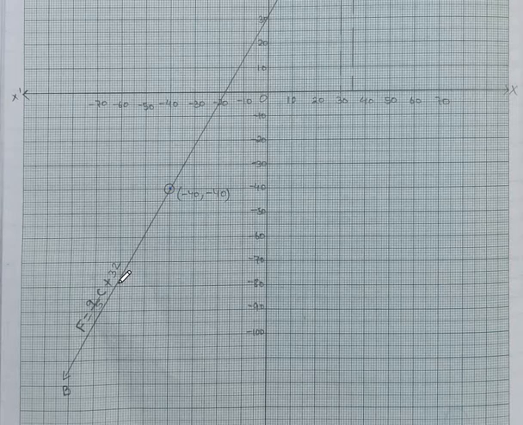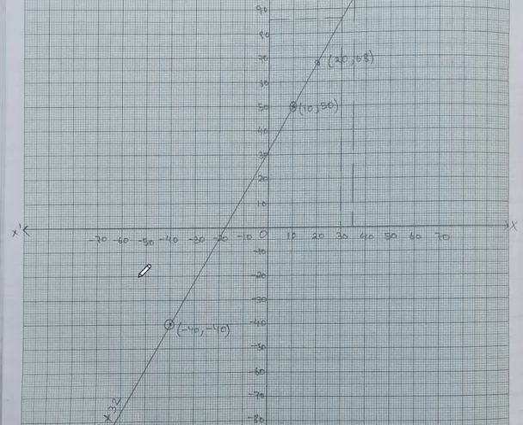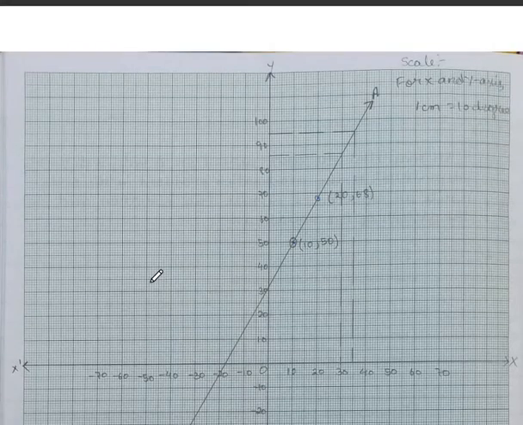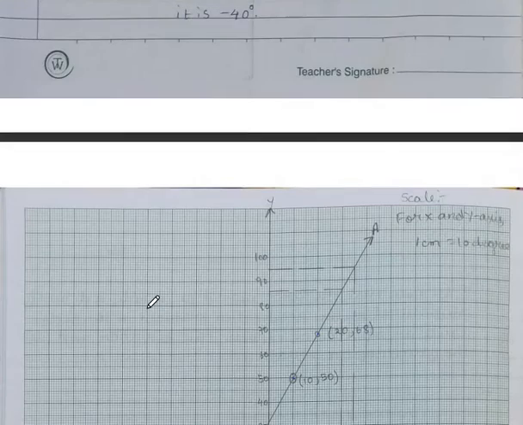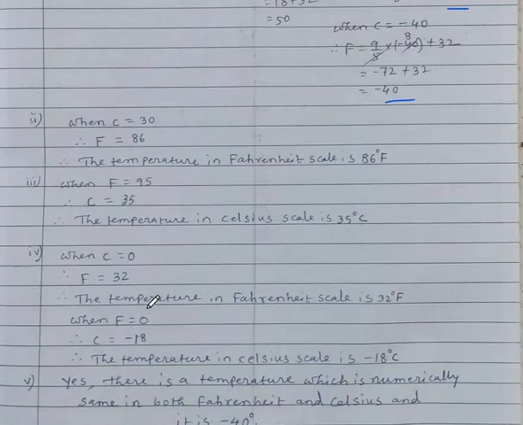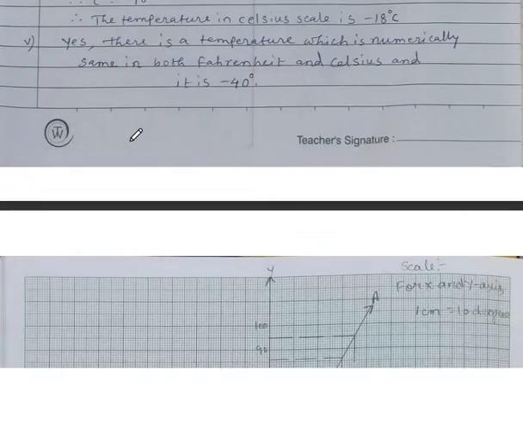Now second question. Graph already done. Please draw the graph perfectly. Now second question, they said, if the temperature is 30 degrees Celsius, then what is the temperature in Fahrenheit? So for the second question, I wrote: when C is equal to 30, then F is how much?